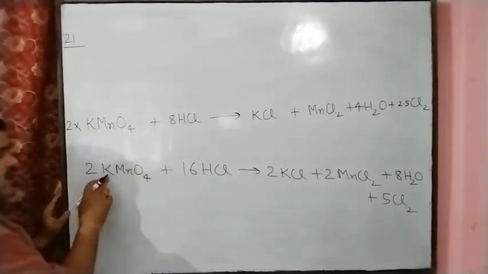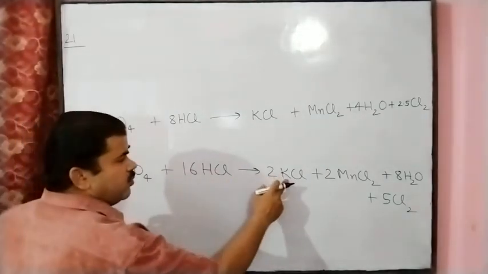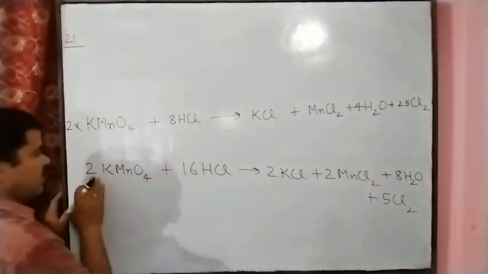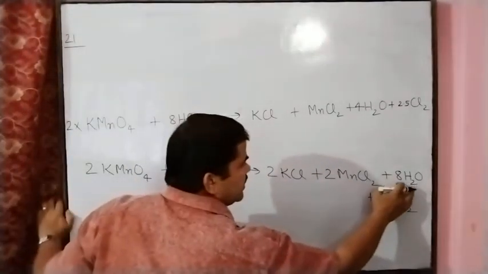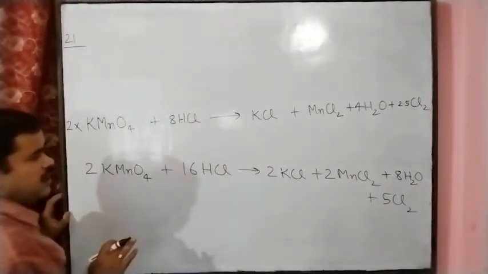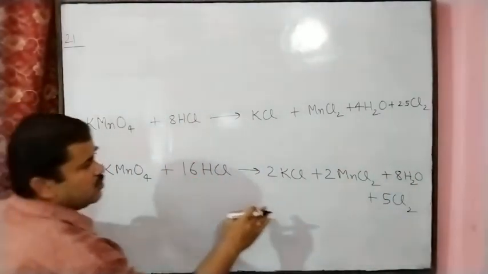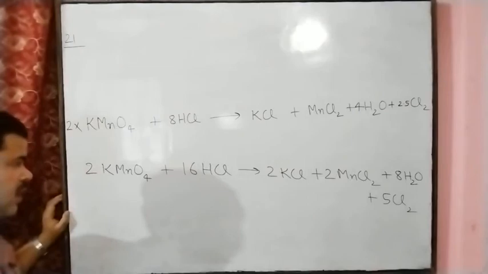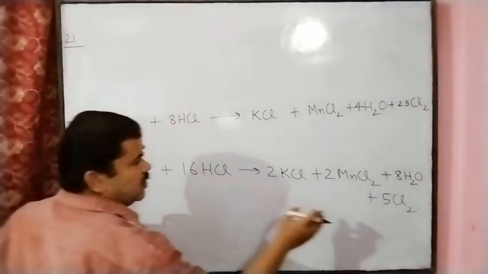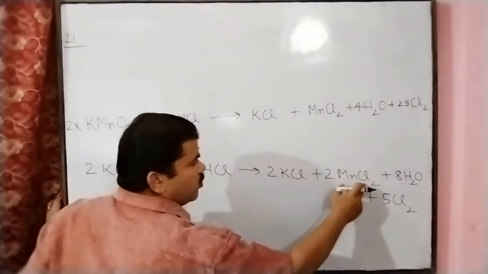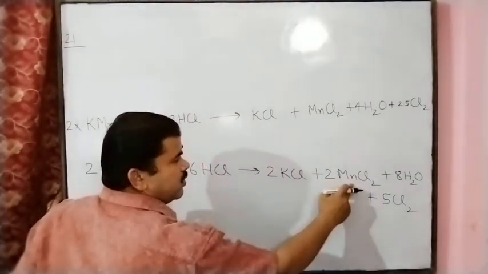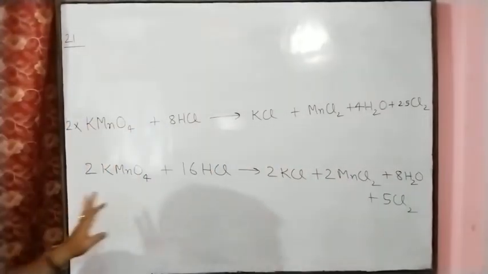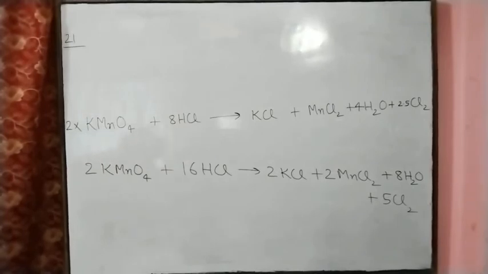Here we can see potassium 2 on the reactant side, and also on the product side potassium 2. Manganese 2, manganese on the product side also 2, balanced. Oxygen 8, and here also oxygen 8 balanced. Then hydrogen 16: 8 times 2 is 16, and on the product side the hydrogen is also balanced. Chlorine 16: here 2 chlorine, 4 chlorine here, so 2 plus 4 is 6, and 10 here, 16. 16 chlorine here also. Chlorine is also balanced.